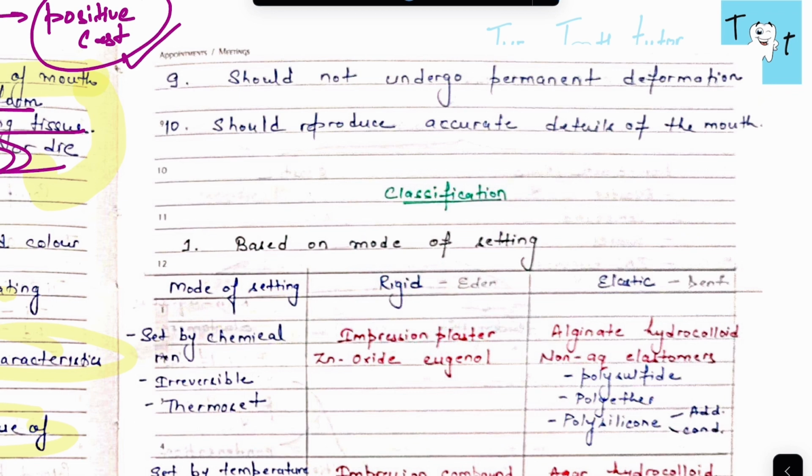Then it should not undergo any permanent deformation. So it is again about the dimensional stability, and it should reproduce accurate details. So the more accurate the reproduction of details of the surface, the better the material is. Okay, so these are the ideal properties.